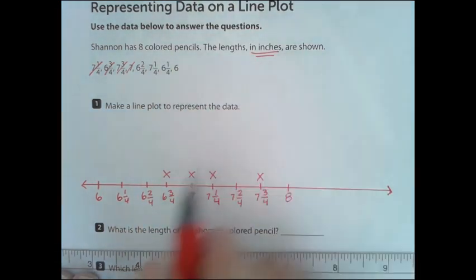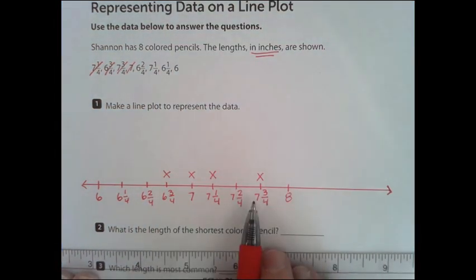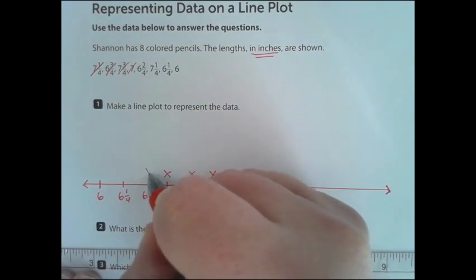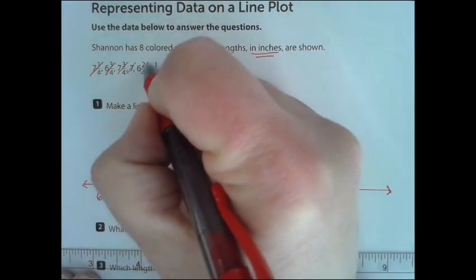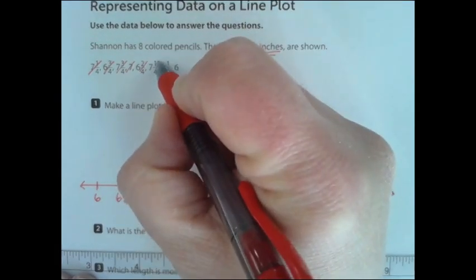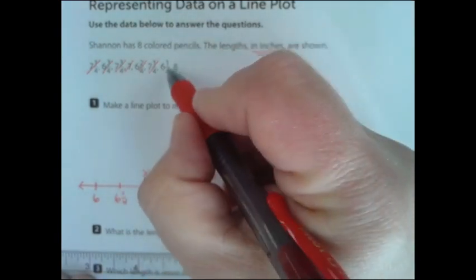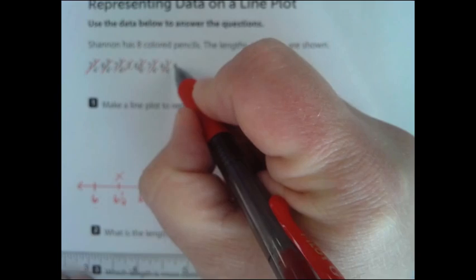7 wholes. Immediately put your X. And you can see here that your line plot is starting to take shape. 6 2/4, immediately put your X. Whoops, I forgot to cross it out. 7 1/4, cross it out. Immediately put your X. 6 1/4, immediately put your X. And then finally 6 and immediately put your X. All right.